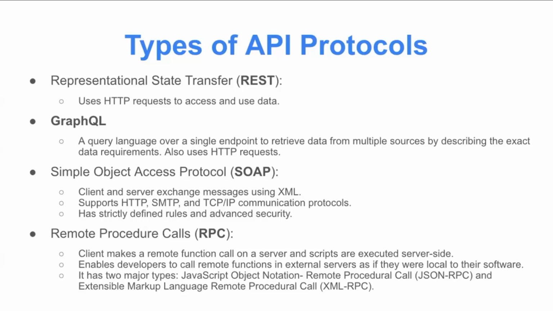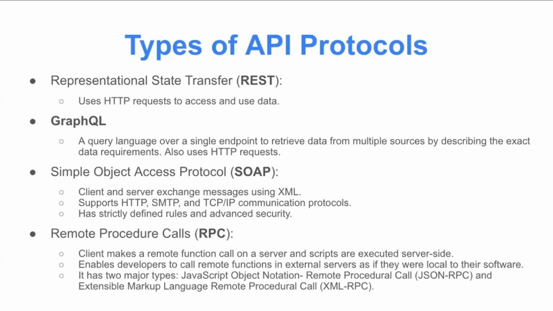SOAP, or SOAP API, which stands for Simple Object Access Protocol, is a standard messaging protocol where the client and the server exchange messages using extensible markup language, or XML. And SOAP has very strictly defined rules and advanced security, which makes it one of the best API protocols for systems that are handling sensitive data, such as financial services and online banking applications.